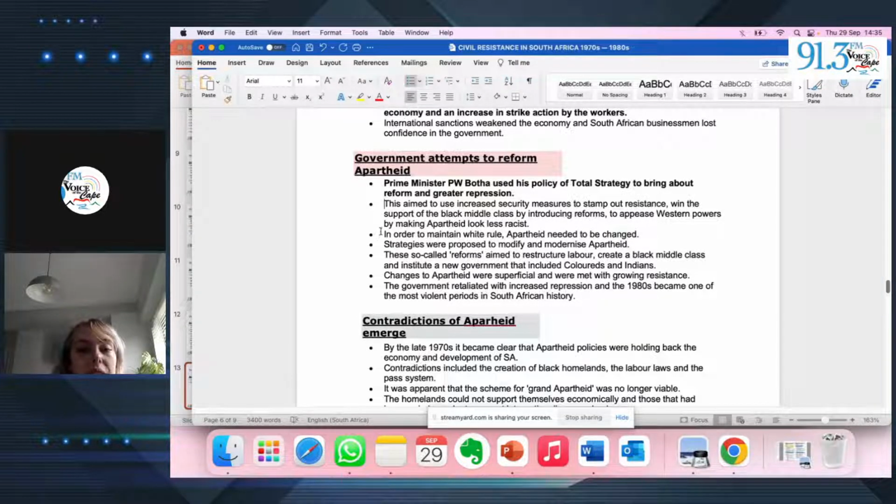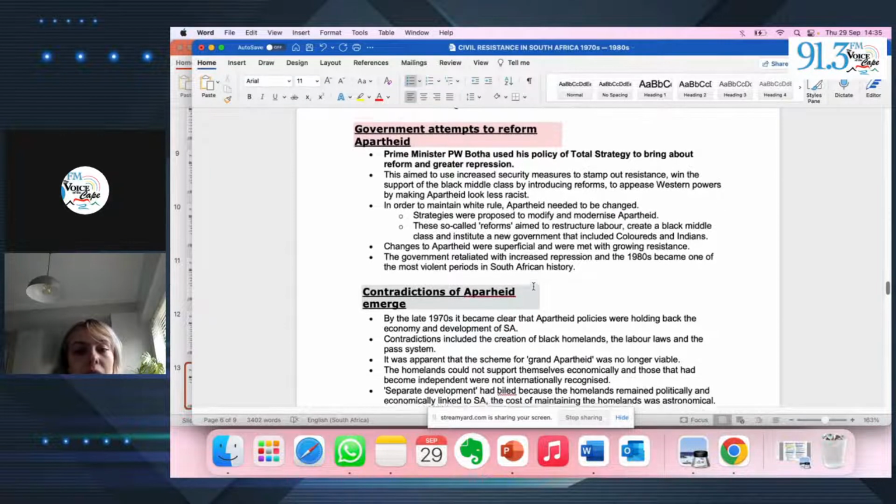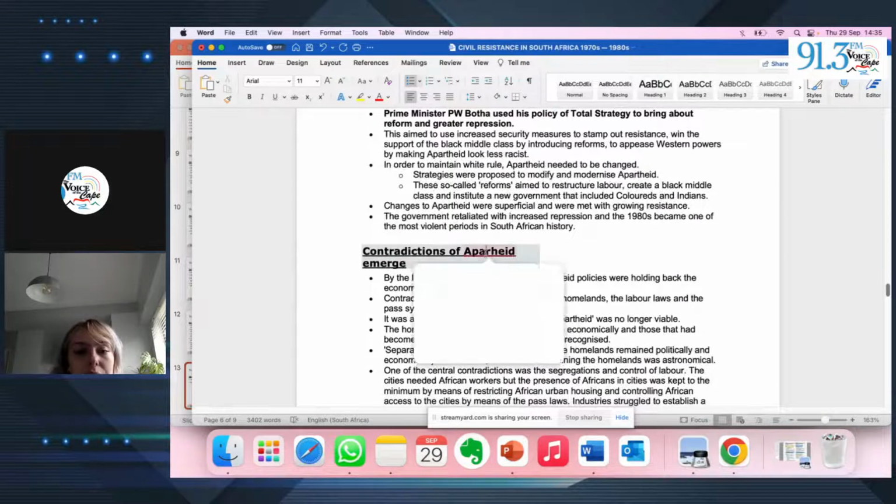In order to maintain white rule, apartheid needed to be changed. Strategies were proposed to modify and modernize apartheid. These so-called reforms aimed to restructure labor, create a black middle class, and institute a new government that included coloreds and Indians. These changes were superficial and were met with growing resistance, and the government retaliated with increased repression, and the 1980s became one of the most violent periods in South African history.